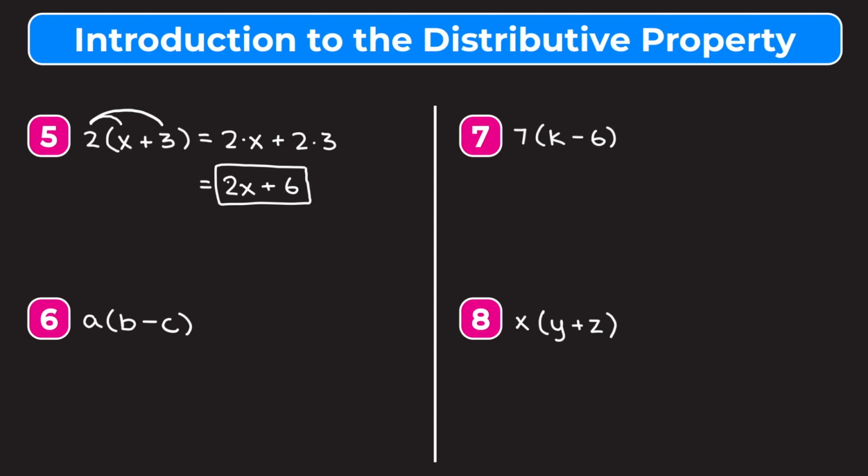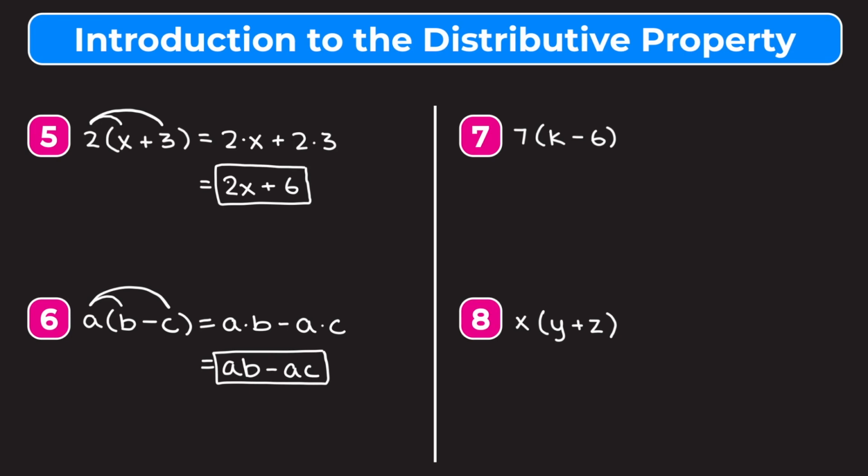Taking a look at example 6, we're going to distribute the a in. So we're going to do a times b. And then we're going to subtract a times c. We can't really do much when we're multiplying variables, so it's just going to be ab minus ac. And now for these last two examples, I encourage you guys to pause the video and try them on your own, and then you can watch me work through them to make sure you've done them correctly.